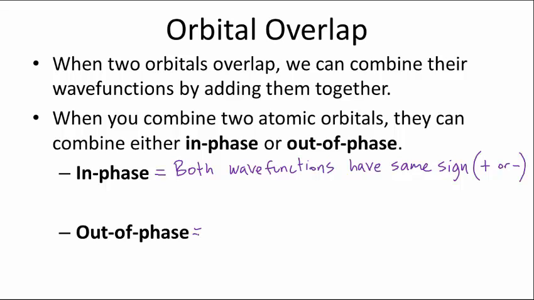Out of phase overlap would be one of them is positive and one of them is negative.